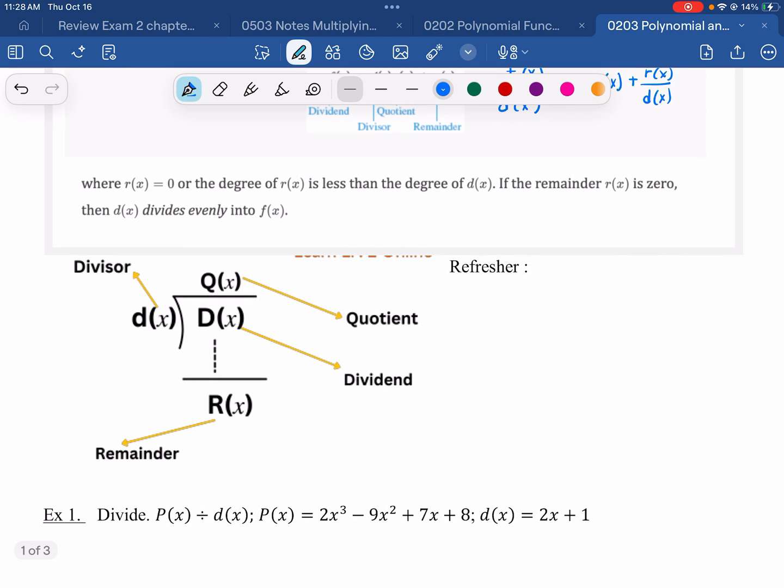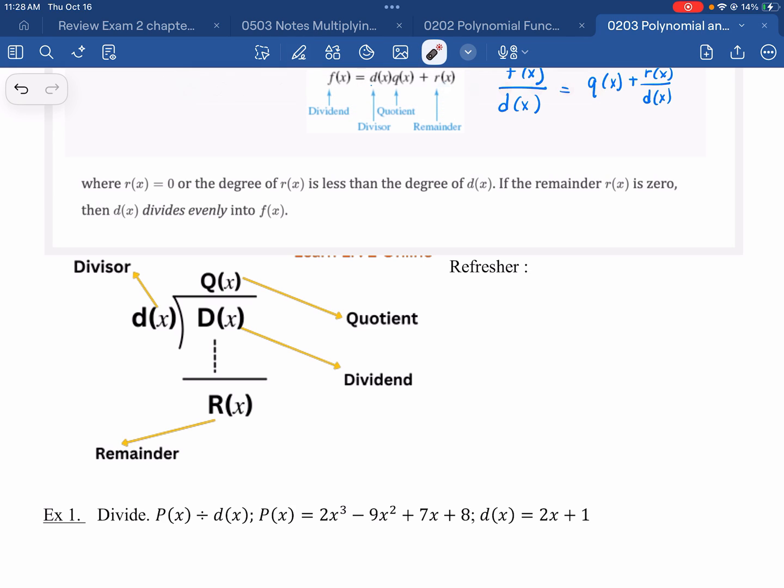On a division part, we have d of x, the divisor, on the outside. Okay. The dividend is what we're dividing into, so in our case it's going to be our f of x. And then after we get done dividing, we would have our remainder. Okay. And then what is on top is called our quotient.